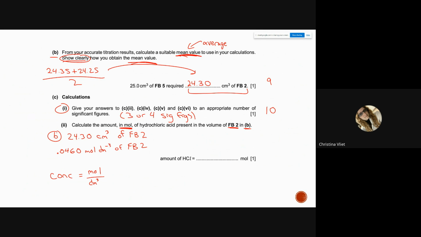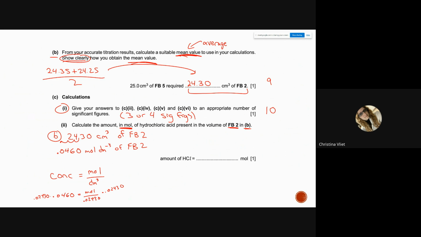So now plug in the numbers you have and solve for what you're looking for. So you've got 0.0460 equals moles over what number on the bottom? Do we leave it at centimeter cubed? No. So it's 0.0243. Now you can see why I taught it that way. So it's quick. 0.0243. Now multiply both sides by that.